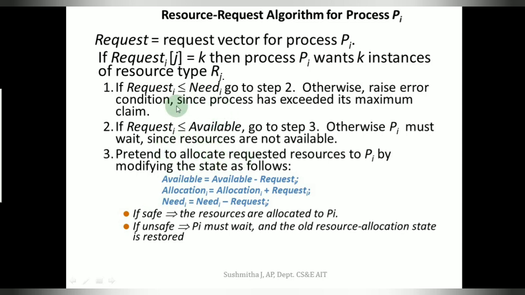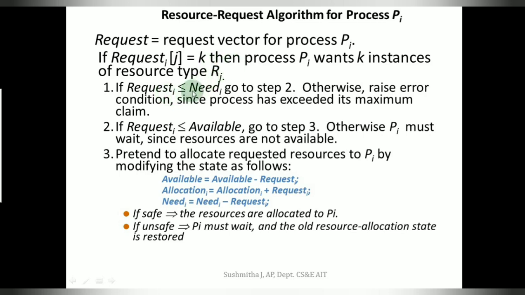Now, what is a resource request? If I say process P1 is requesting a new resource of type A, let me say it is requesting 2 instances of the resource type A. The same thing is mentioned here: a process Pi is requesting resource type j and k instances of that resource type j.